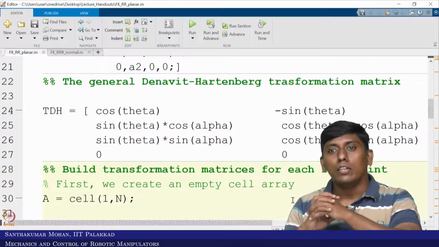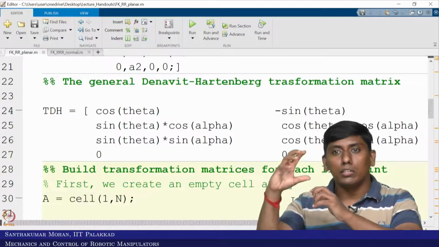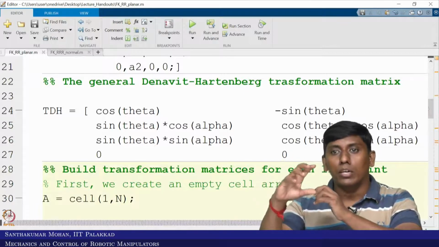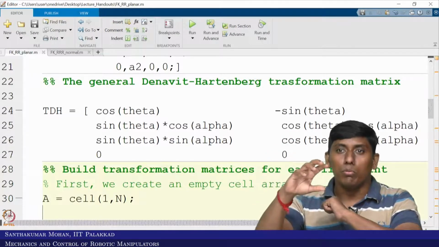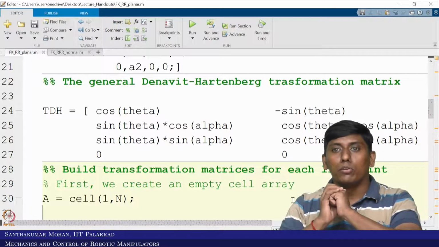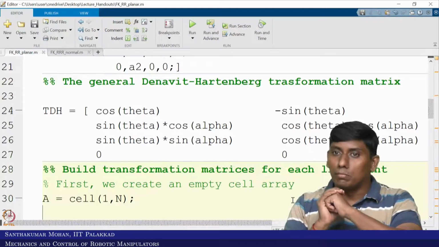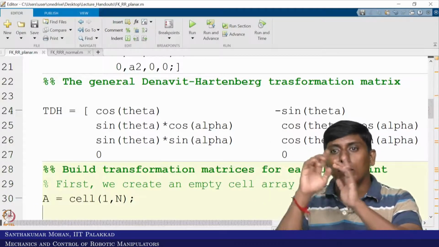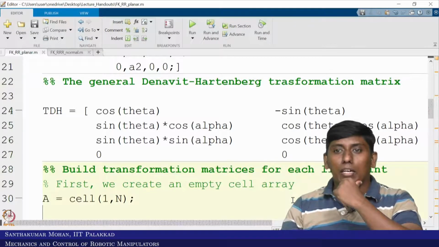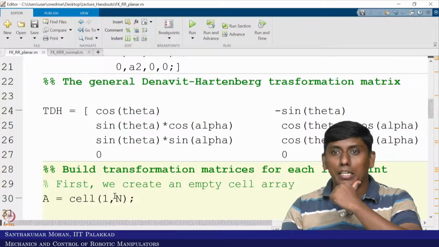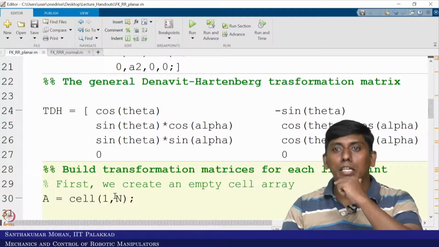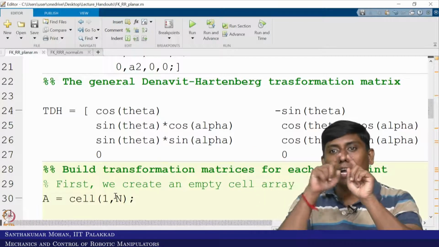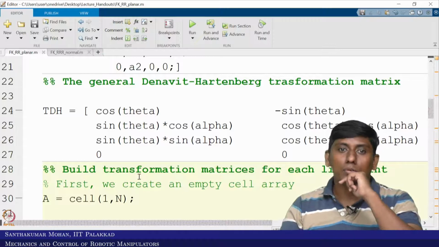The first cell corresponds to the transformation matrix of 1 with respect to 0, the second cell corresponds to the transformation matrix of 2 with respect to 1, and the third cell corresponds to the transformation matrix of 3 with respect to 2. So we are making a rack, and that rack formation is what we call cell 1 comma n, where n is 3. The number of columns is 3, laid out horizontally as rack 1, 2, 3.